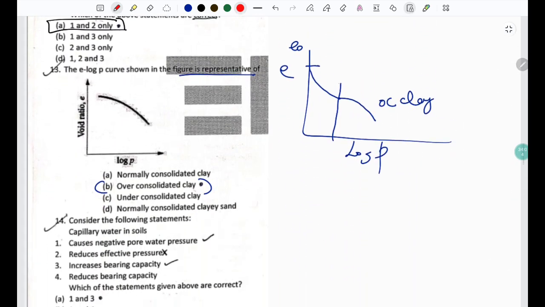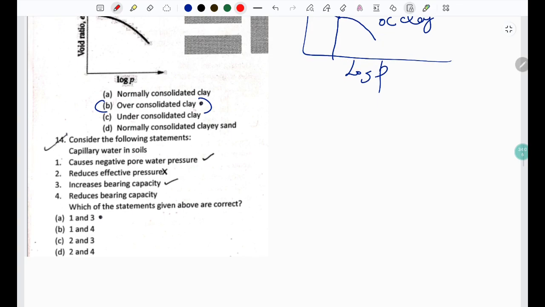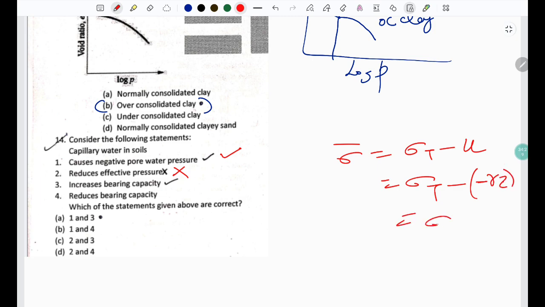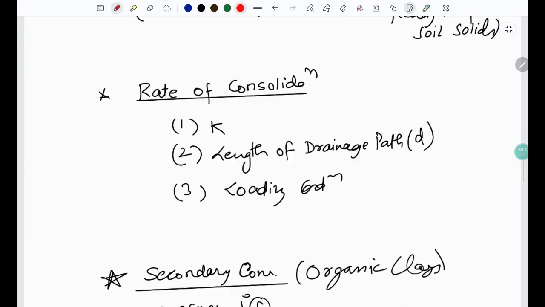What was it? It was, consider the following statements. Capillary water in soil causes negative pore pressure. Yes, it causes. It reduces the effective pressure. No, it doesn't. On the contrary, in the zone of saturation, because we know it is sigma T minus mu, and in the capillary water, we often have negative pore water pressure. So the effective stress rather increases. Therefore, it does not reduce. Increases bearing capacity. Yes, it increases because it increases the effective stress. Hence, it increases the bearing capacity. Reduces, no. So the correct answer is 1 and 3. That is A, 14A.